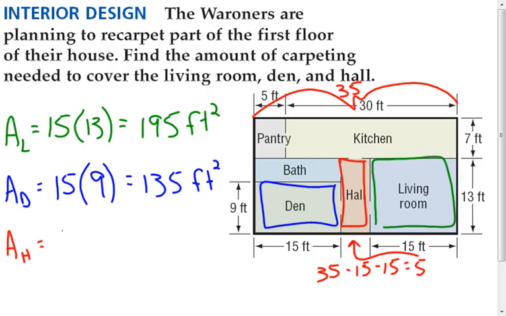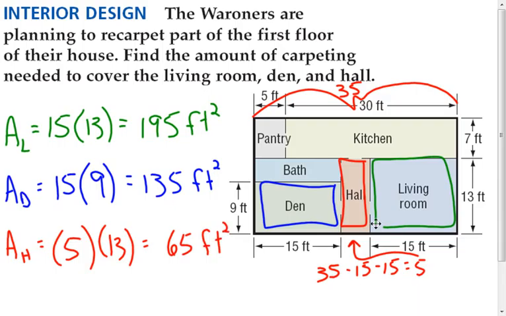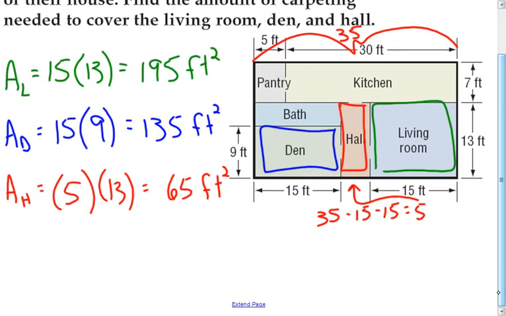So now I have the base of my parallelogram. The height of my parallelogram is equal to the height of the living room, which was 13 feet. So 5 times 13. I need 65 square feet of carpet for that room. And now it's just a matter of adding all those together. So when I add all those together, the plus signs in here, I end up with 395 square feet of carpet that I'm going to need to carpet my rooms.